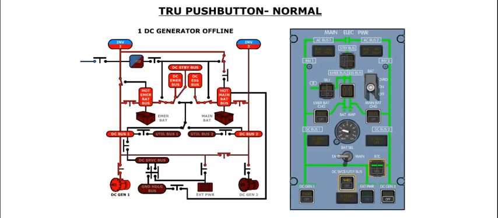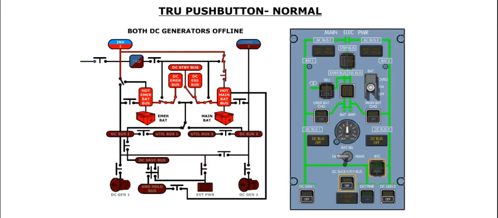The normal position of the TRU push button is released out. In this position, and with one engine-driven generator operating, the DC emergency bus and the DC standby bus are powered by the hot emergency battery bus, inverter 1 is powered by DC bus 1, and the DC essential bus is powered by the hot main battery bus.